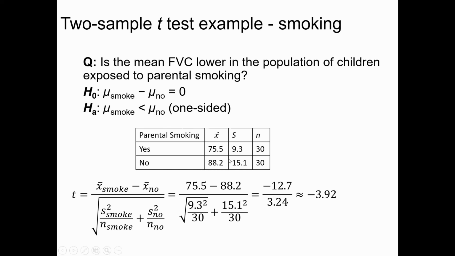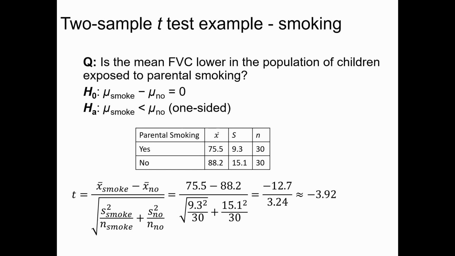So over here, you see 9.3 squared. That's our yes standard deviation, divided by 30. That's the n for the yes. 15.1 squared. That's the standard deviation for the no group, divided by the n, right? And then you just take the square root of that whole monstrosity. And then you get negative 12.7 divided by 3.24. That's a fraction with decimals. That's like 5th grade, right? We know this. And that's approximately equal to negative 3.92.